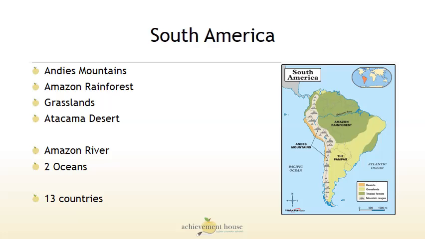Let's review the physical map of South America. Look for these locations as I read them out loud. The Andes Mountains, the Amazon rainforest, the grasslands, and the Atacama Desert. The important waterways are the Amazon River and the 2 oceans, Atlantic and Pacific. There are 13 countries in South America.